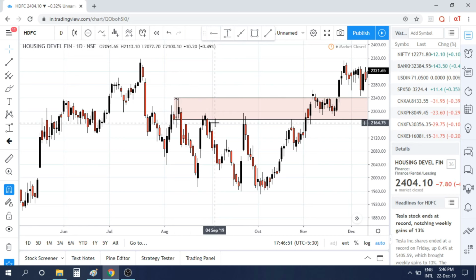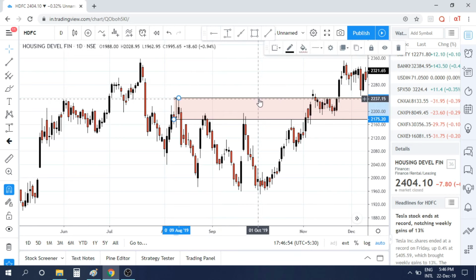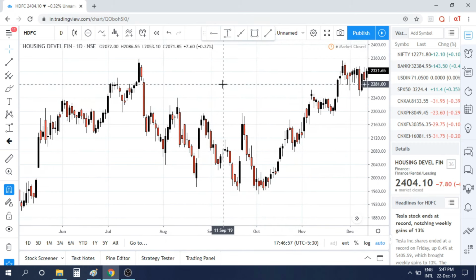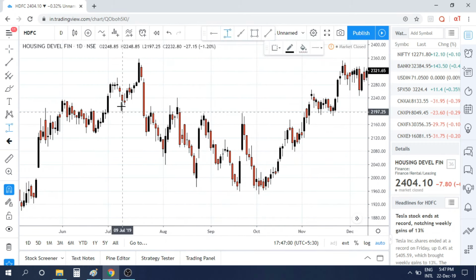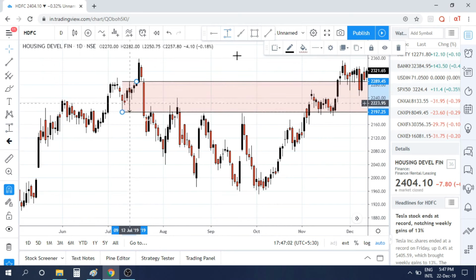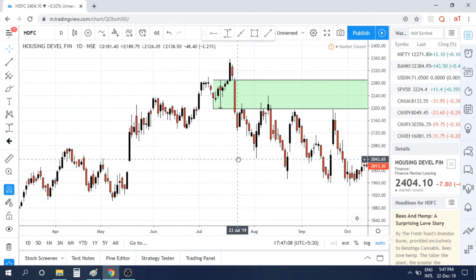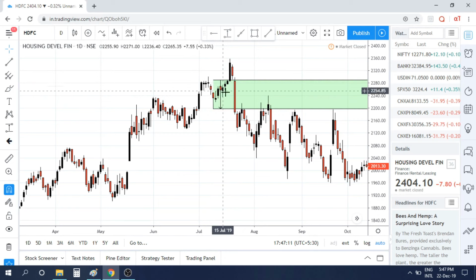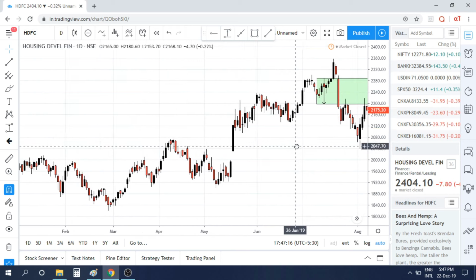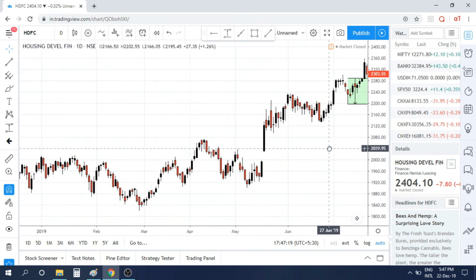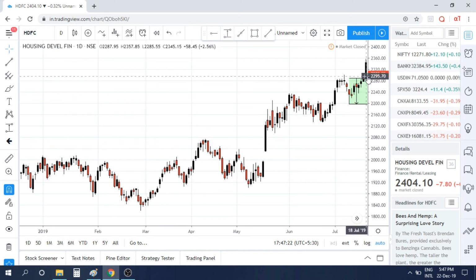So let me go back to this particular example. Let's say this one, the original demand zone that we had drawn. So as you can see, while this demand zone was formed, then it was consequently broken down. Previous to that, if I go back in time like this, let's say I'm here on this date. This is 18th of July, I think. Yes, 18th of July 2019. Let's say I'm sitting on this date, back in time on this date.